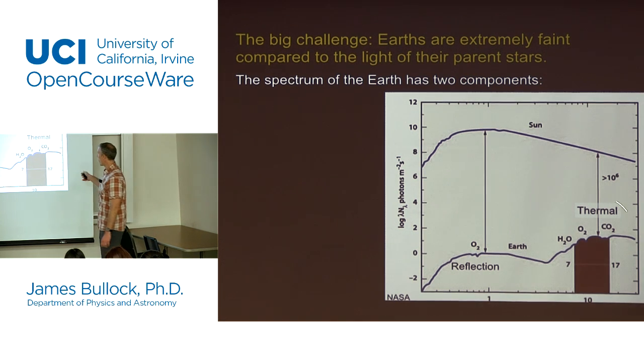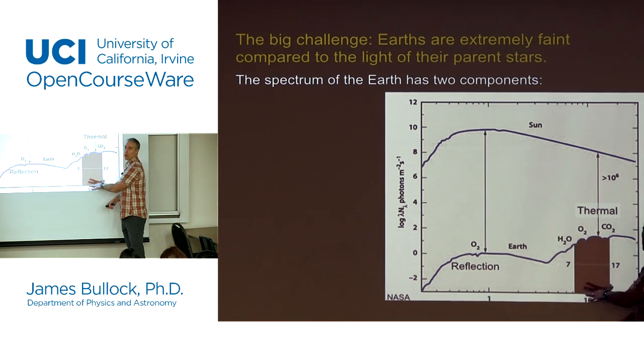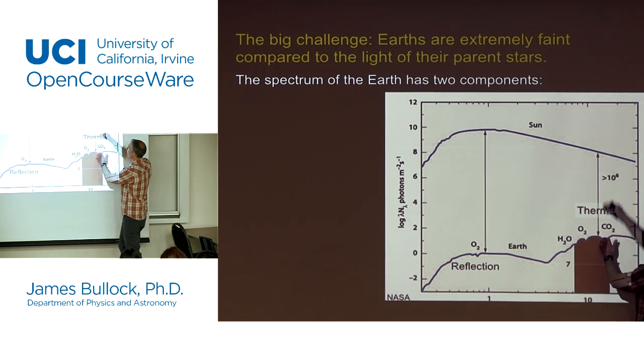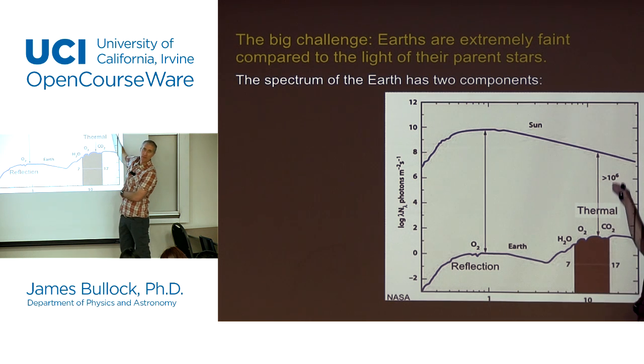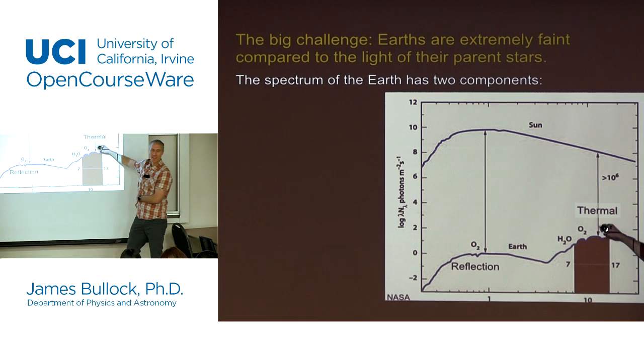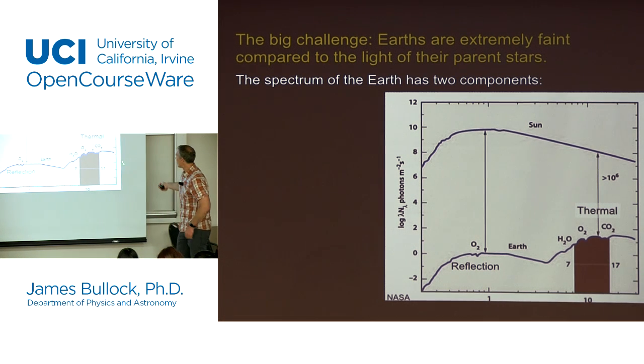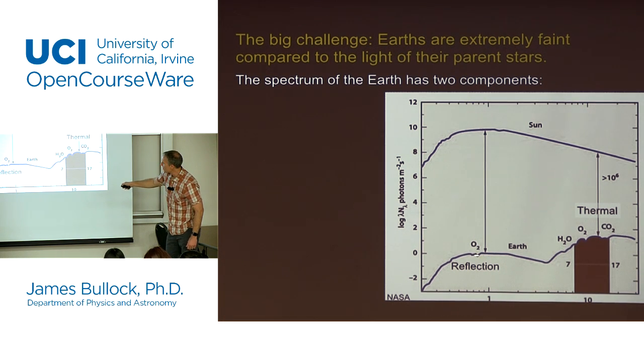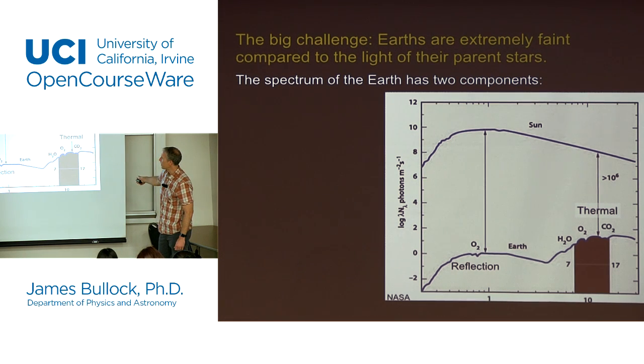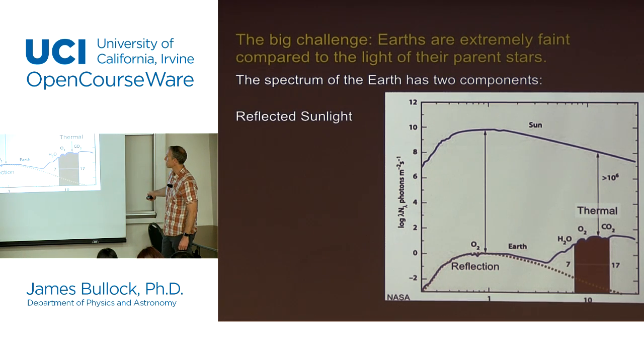Now in the thermal spectrum, at these longer infrared wavelengths, it's actually not 1 billion times dimmer than the sun. It's only 1 million times dimmer than the sun. So it's a little bit easier to see if you were looking for it there. But the other thing you see in this spectrum is these little wiggles. And these little wiggles have to do with oxygen in the atmosphere, water vapor in the atmosphere, carbon dioxide in the atmosphere. Okay.